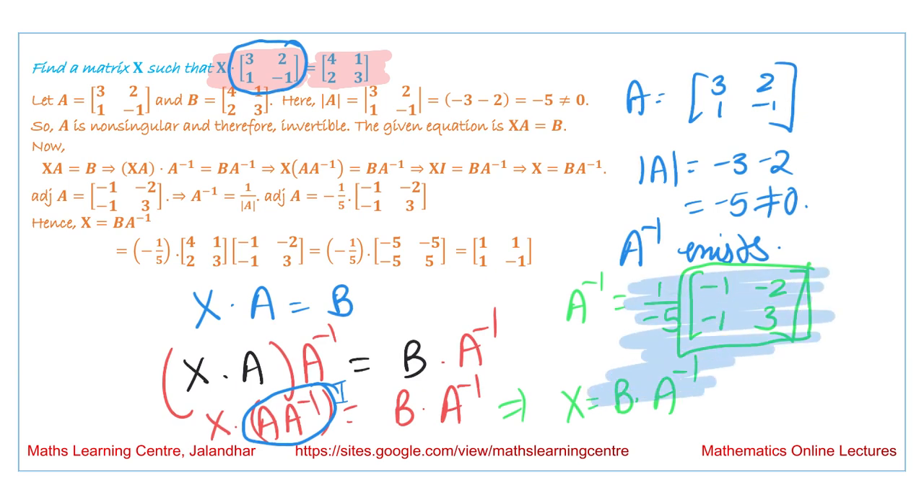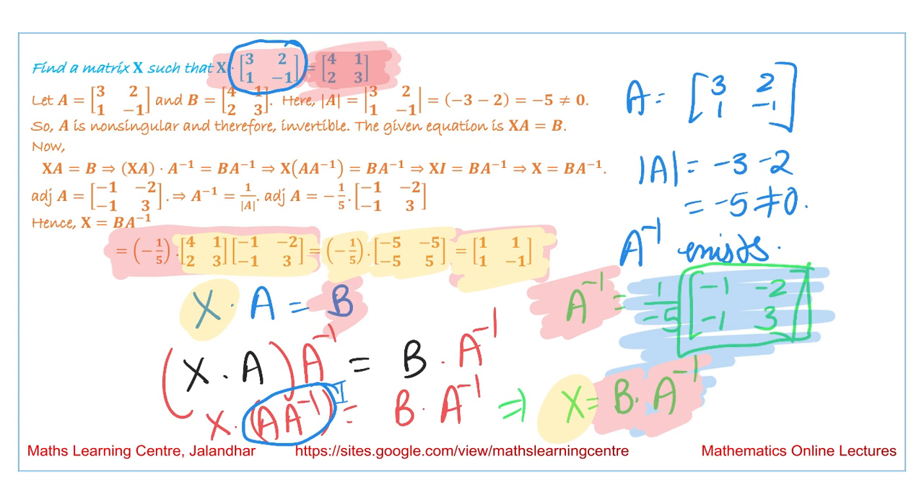Now we have to calculate B into A inverse. This is the value of A inverse, and we have the matrix B, that is 4, 1, 2, 3. So when we multiply these two matrices, we obtain the value of X as 1, 1, 1 and minus 1. We have shown the multiplication over here. We obtain this answer, with minus 1 by 5 over here. So we obtain the final answer in this form, and this is the required value of X.